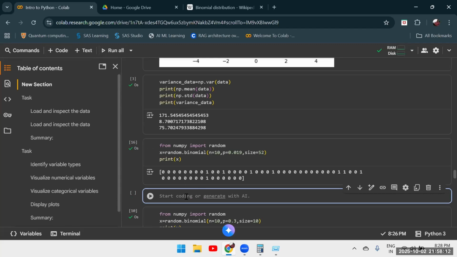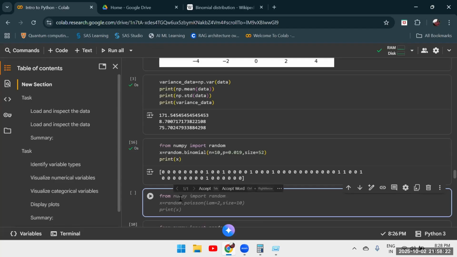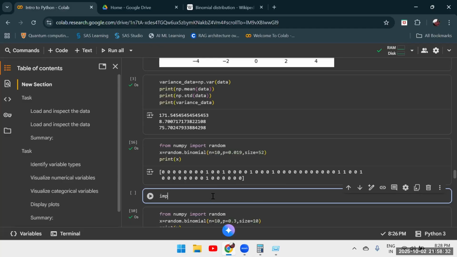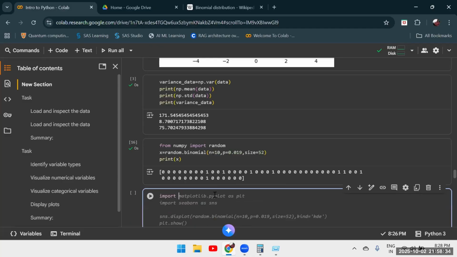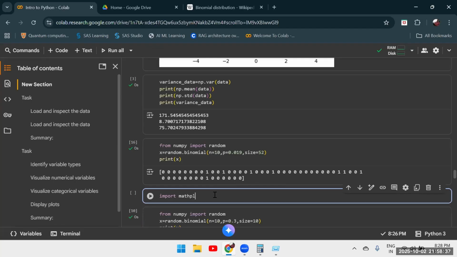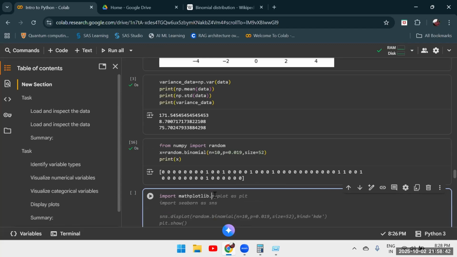Before going on with the comparison, I'll visually show you this also, so that you have an idea on how this normal and binomial distribution is coming. I have already imported random, so I'm not going to do this. I'm just going to say import matplotlib.pyplot as plt.